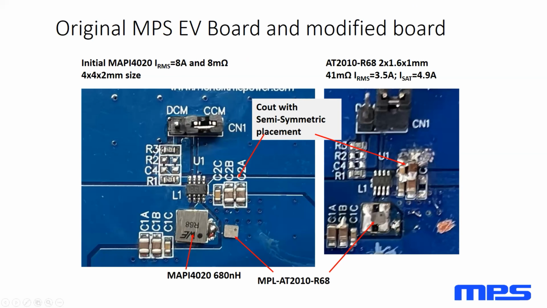So this is the picture of what the Cout configuration looked like before modification, and this is after. So trying to create everything in parallel here. What we did is change the inductor next. And what you can see here is a 4x4x2, this is the original inductor, and you can see the start of a winding going to the switch node. And we replaced it with this MPL AT 2010.